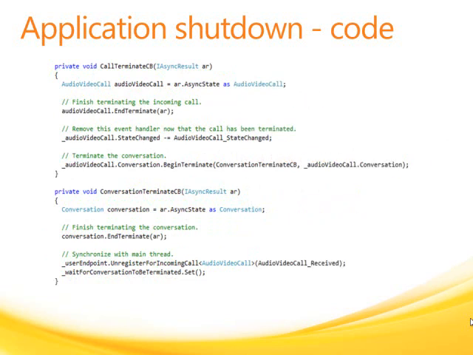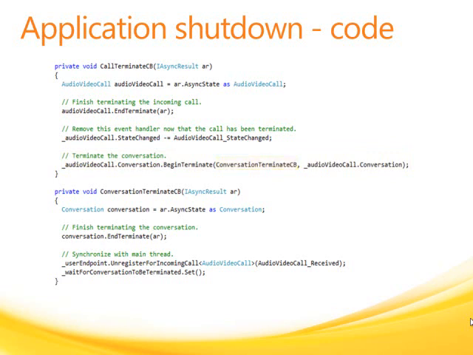In this slide, we see the code for two callback methods, CallTerminateCB and ConversationTerminateCB. The CallTerminateCB callback method completes the termination of the AudioVideoCall instance by invoking the AudioVideoCall's EndTerminate method. This callback also starts the process of termination for the conversation by invoking the BeginTerminate method on the conversation. Notice that the callback parameter in this BeginTerminate invocation is ConversationTerminateCB.